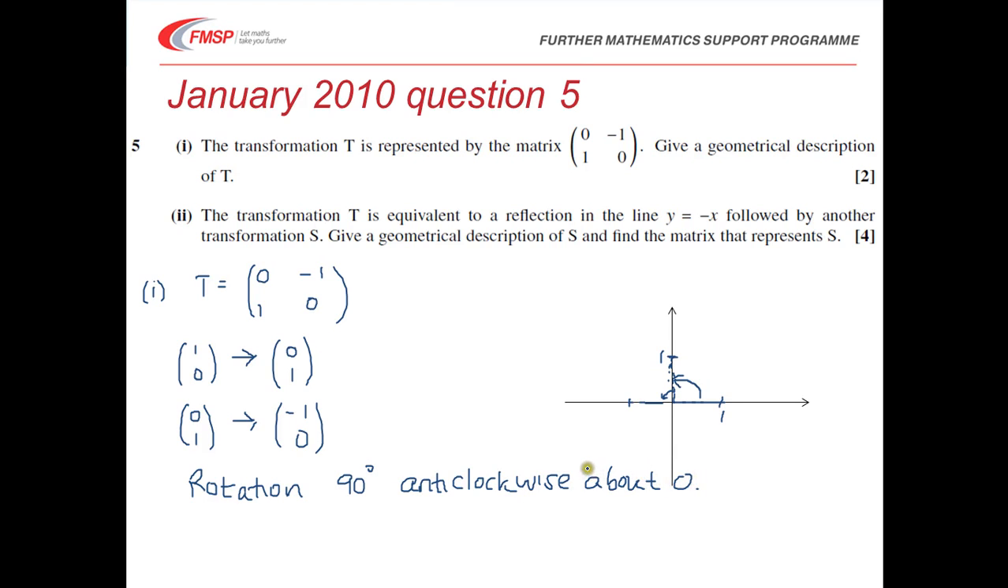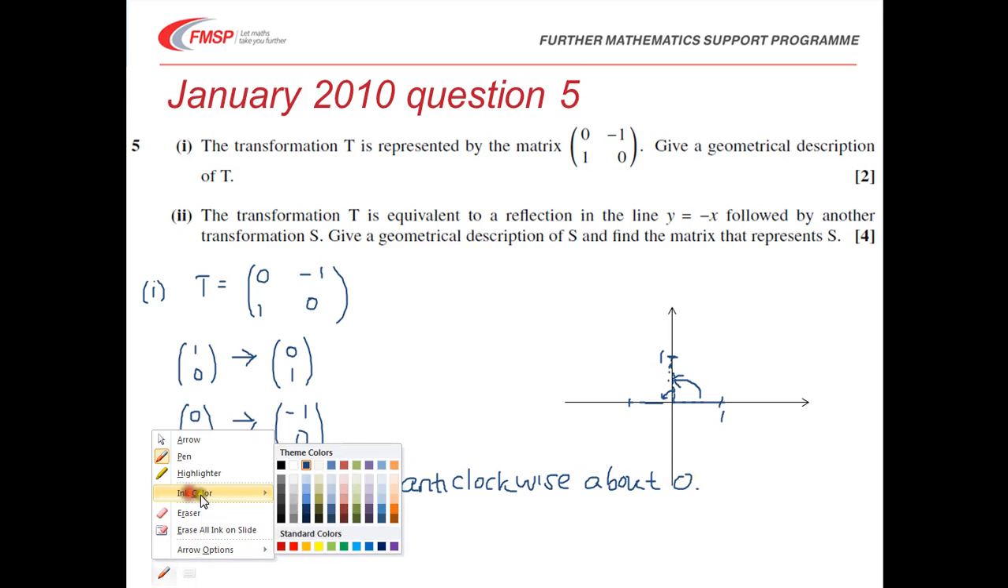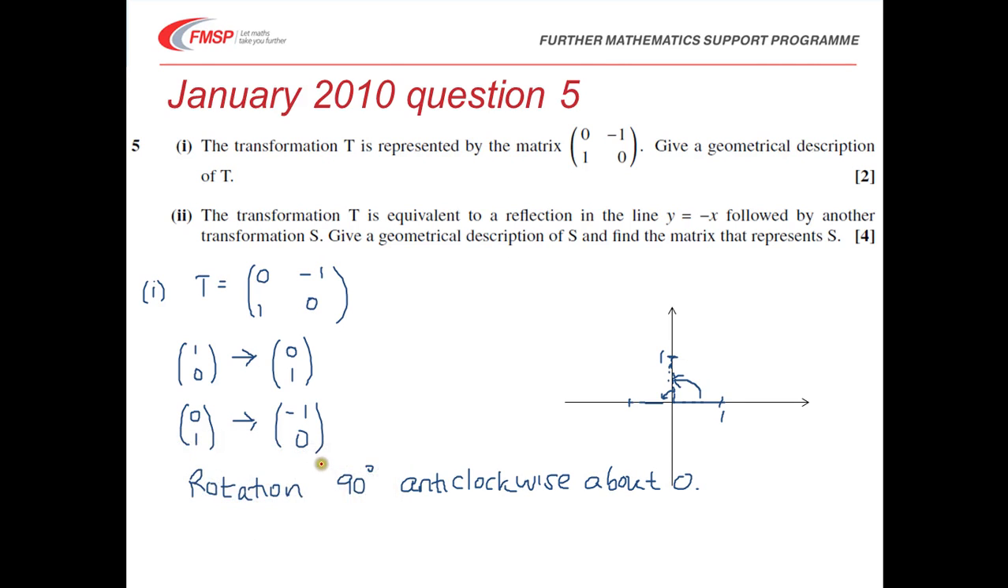So we get 1 mark for saying that it's a rotation. 1 mark here for just writing that down, and 1 mark for the fact that it's anti-clockwise. So we need a rotation of 90 degrees and anti-clockwise.